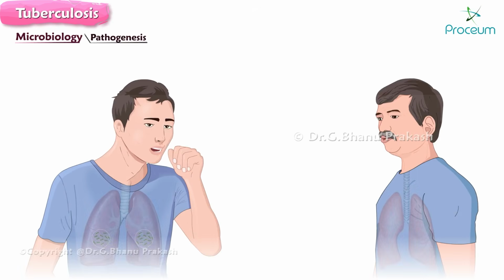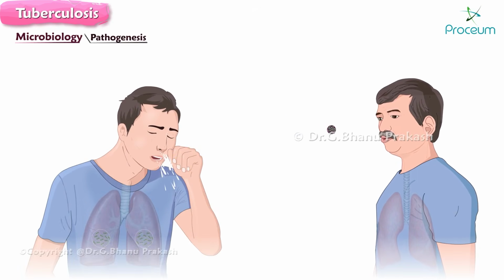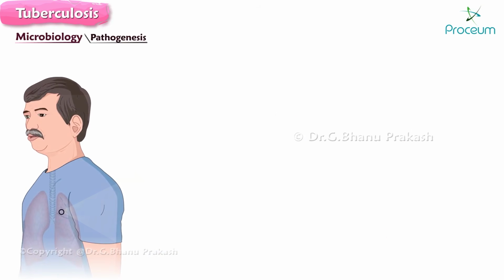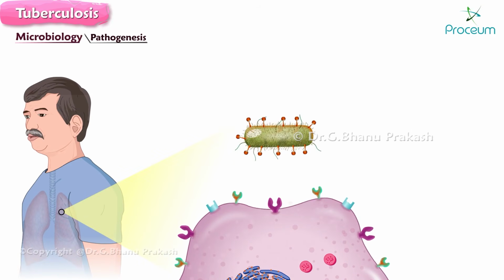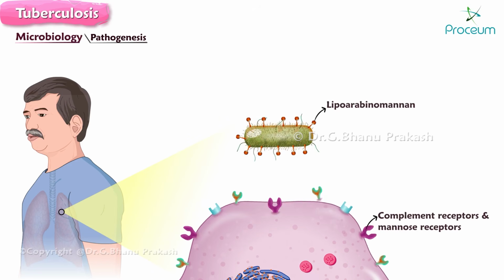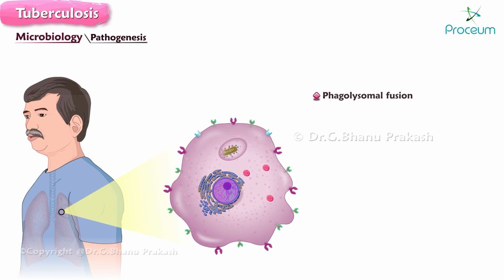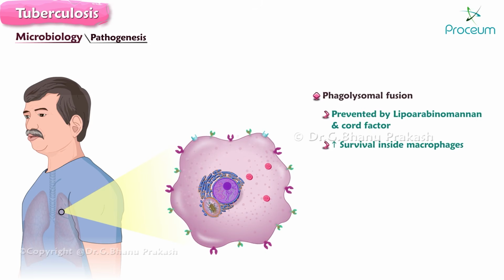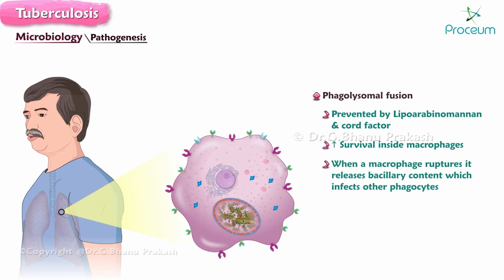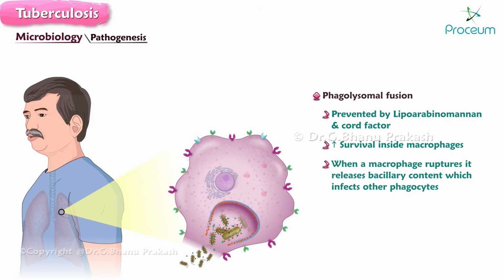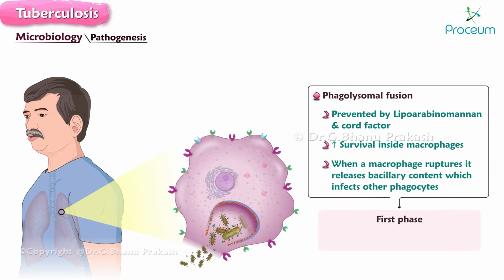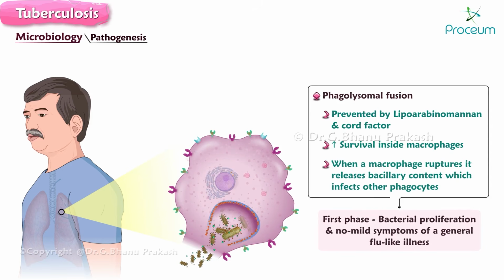Pathogenesis. This organism gains entry via inhalation of infected droplets into the respiratory tract, where they reside in alveolar macrophages and replicate inside. Lipoarabinomannan on the mycobacterial surface binds to complement receptors and mannose receptors, because of which internalization of bacilli happens. Phagolysosomal fusion is prevented by lipoarabinomannan and cord factor, which increases survival inside the macrophages. When a macrophage ruptures, it releases bacillary content, which infects other phagocytes. This marks the first phase of infection, in which there is bacterial proliferation and no or mild symptoms of a general flu-like illness.